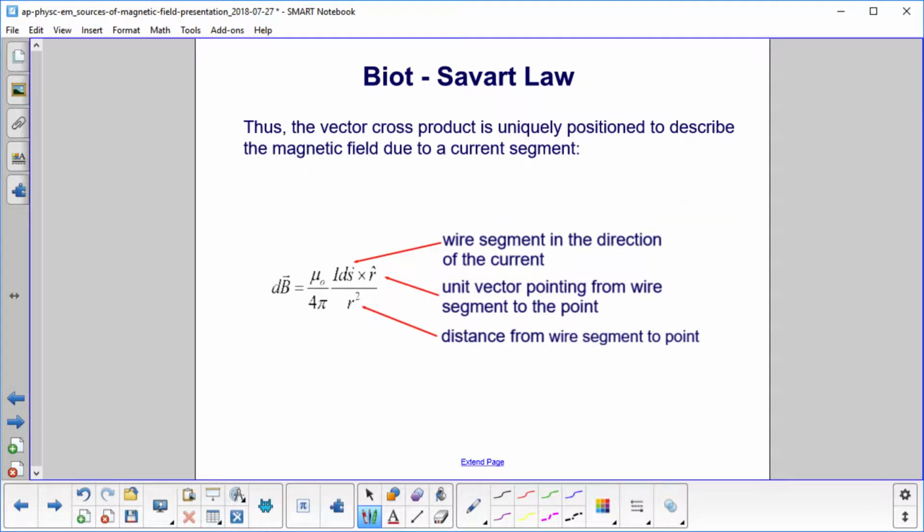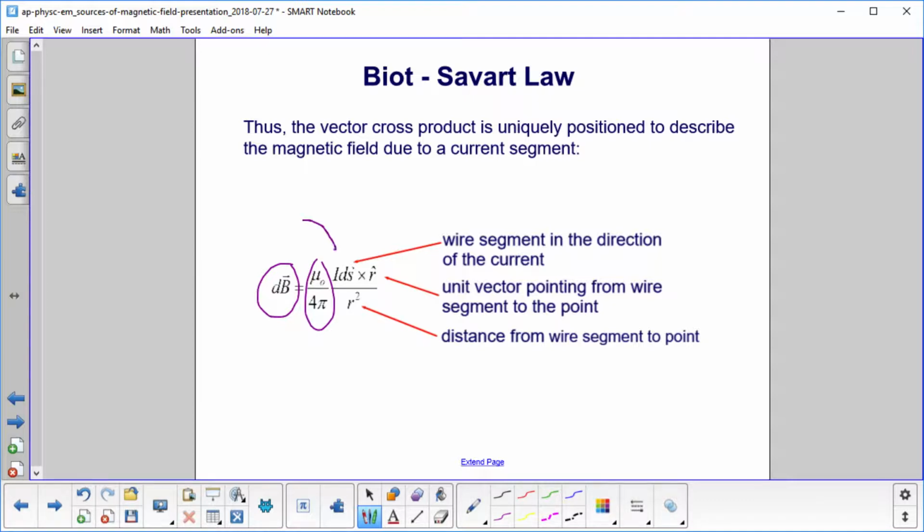The words from the previous page point to the vector cross product, which is uniquely positioned to describe the magnetic field due to a current segment. So let's see what we have here. We're saying a little piece of magnetic field is equal to mu0 over 4 pi. Mu0, of course, is the permeability of free space.